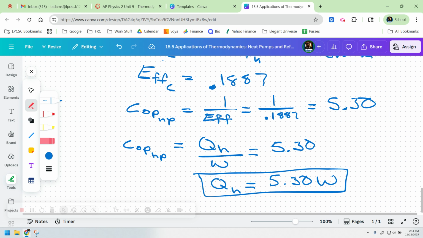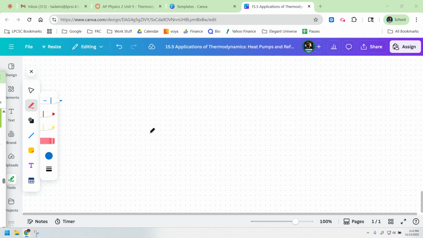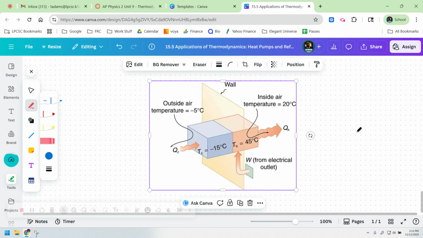So what does this mean? Well, it means that the heat transfer by a heat pump is 5.3 times as much as the work you put into it. So if you want more heat, put more work. Does that make sense? Okay. Any questions on that? So I'm going to put an image up here, so you can kind of get an idea of what we're talking about.